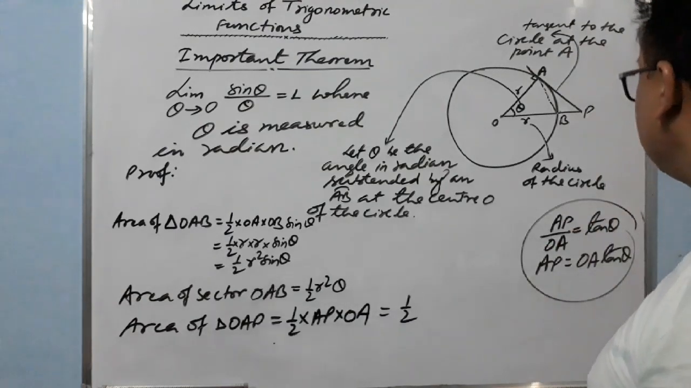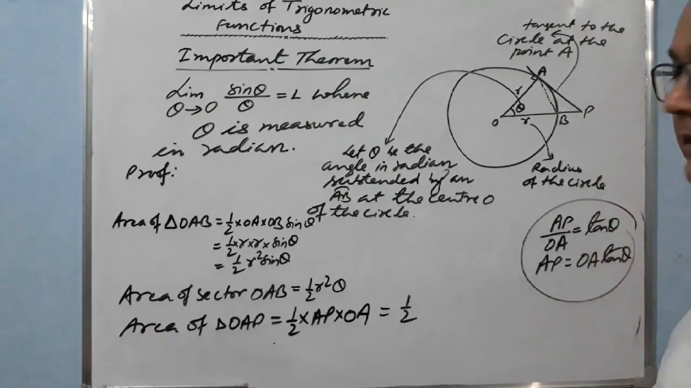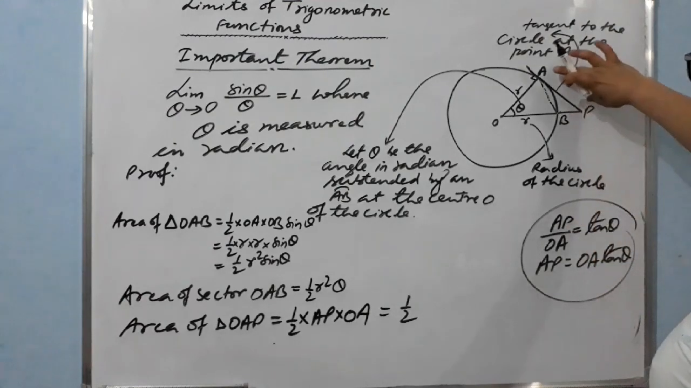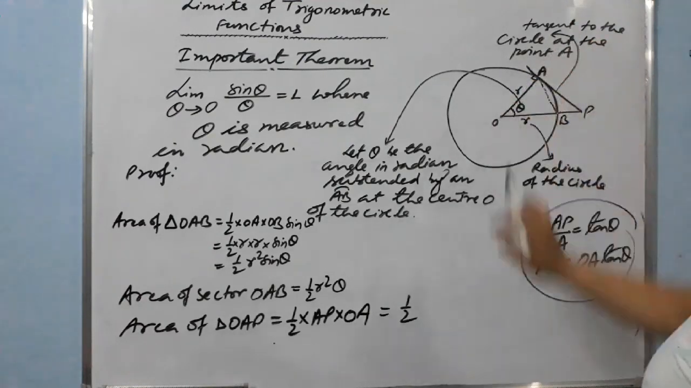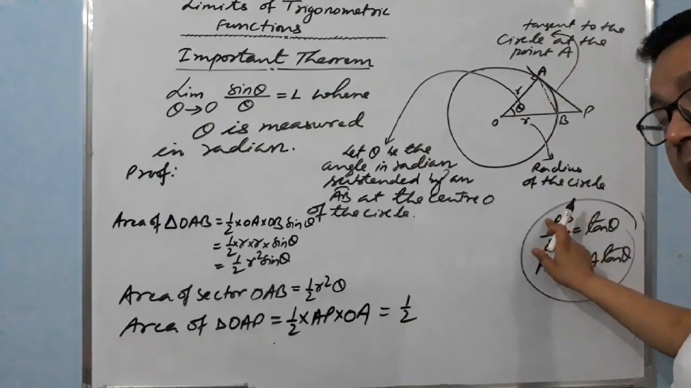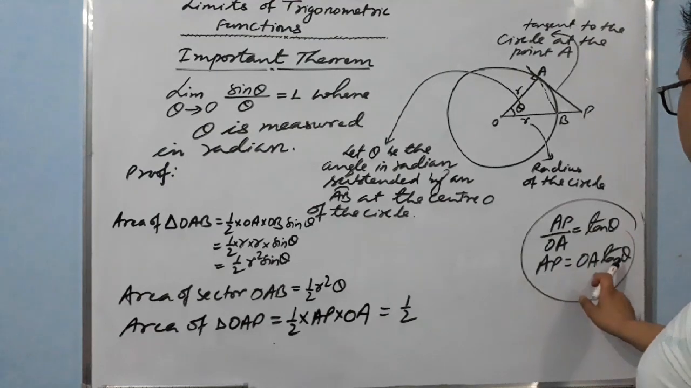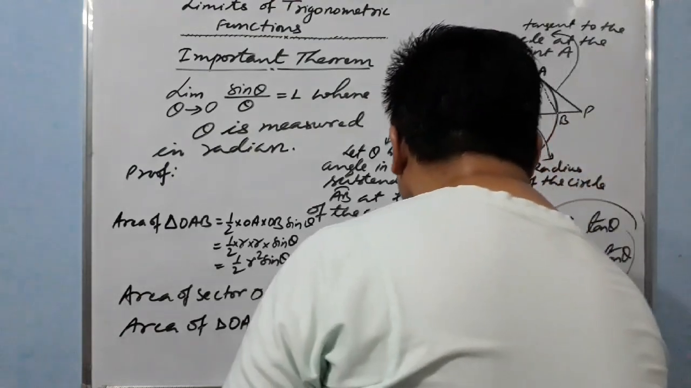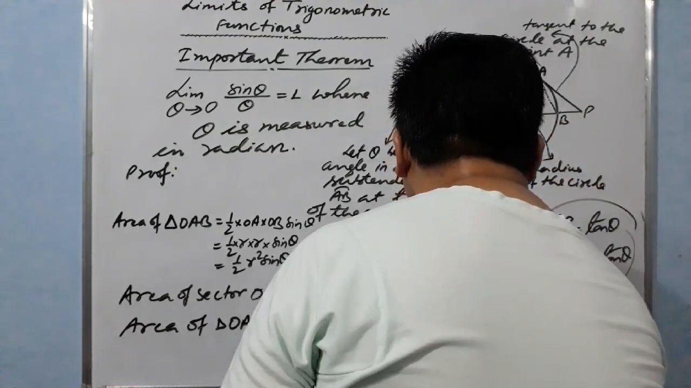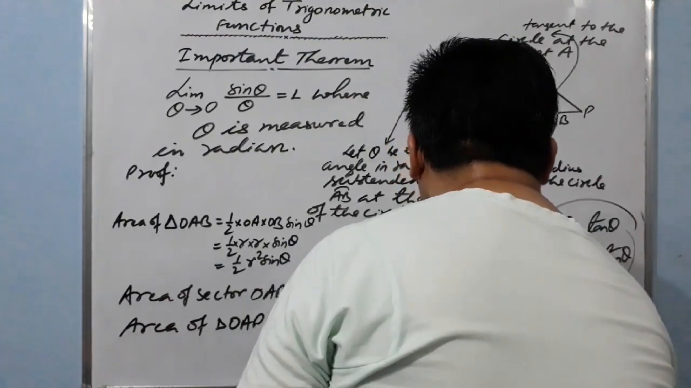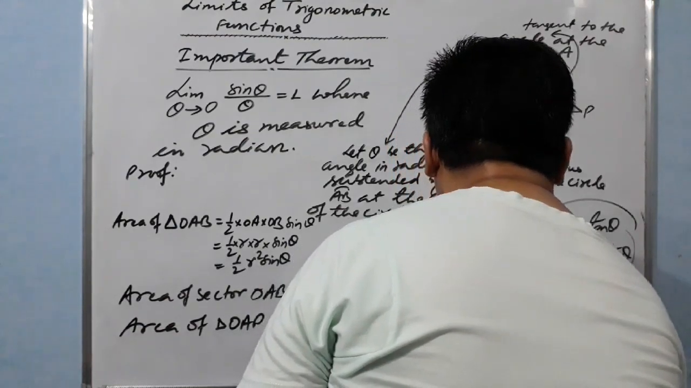So what is the value of the area of OAP? By using the trigonometrical ratio, AP is your perpendicular and OA is your base, and tan theta is equal to perpendicular upon base. So from here we can find AP as OA tan theta. Sorry, tan theta, not sin theta, times OA.